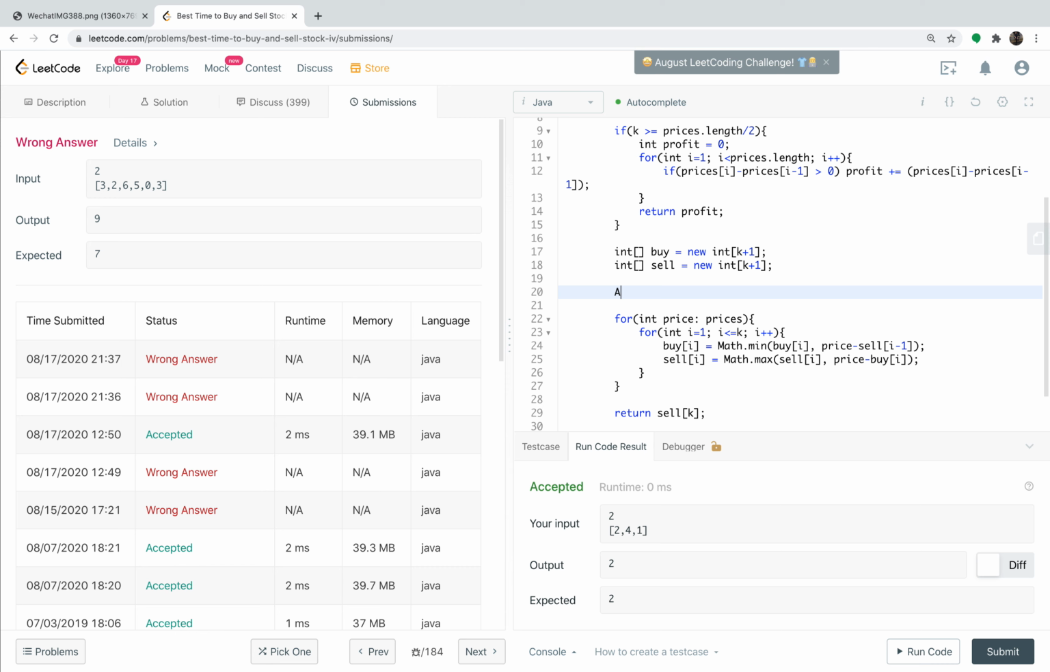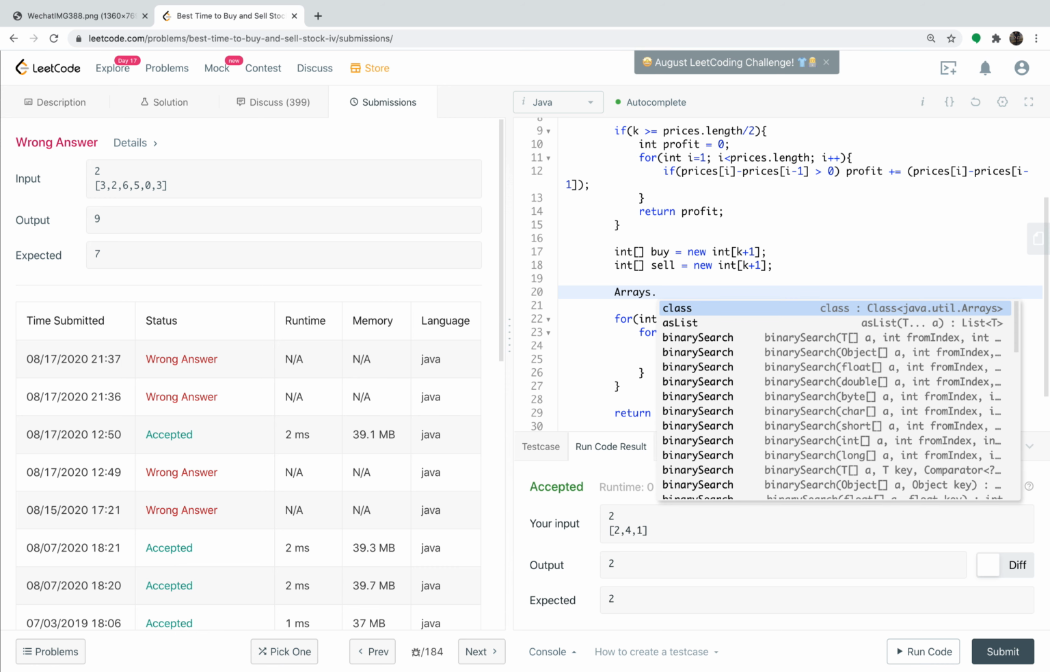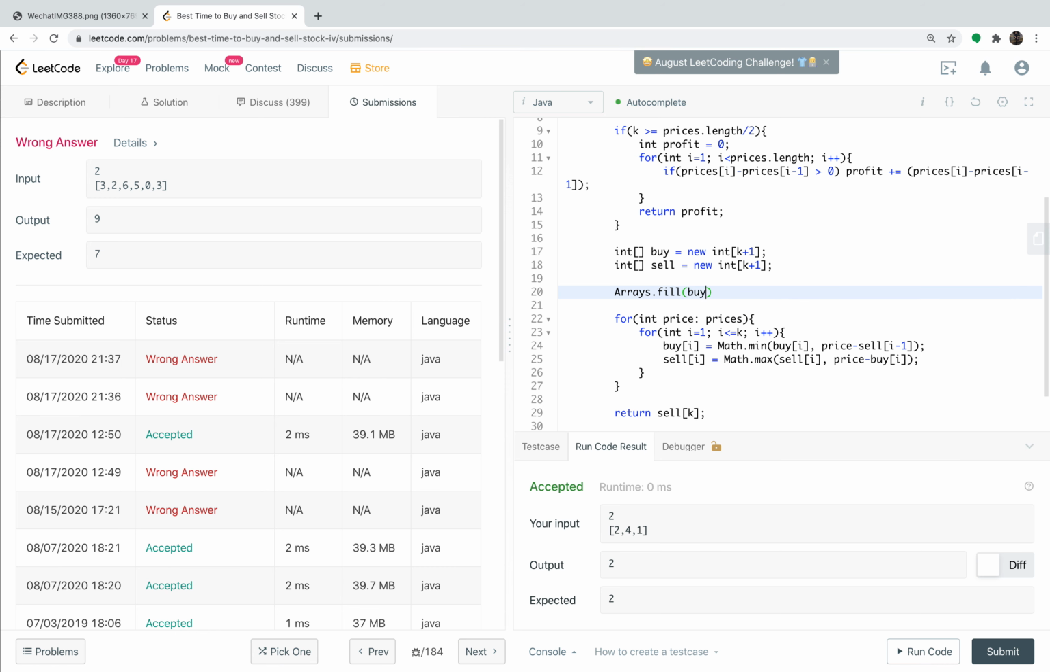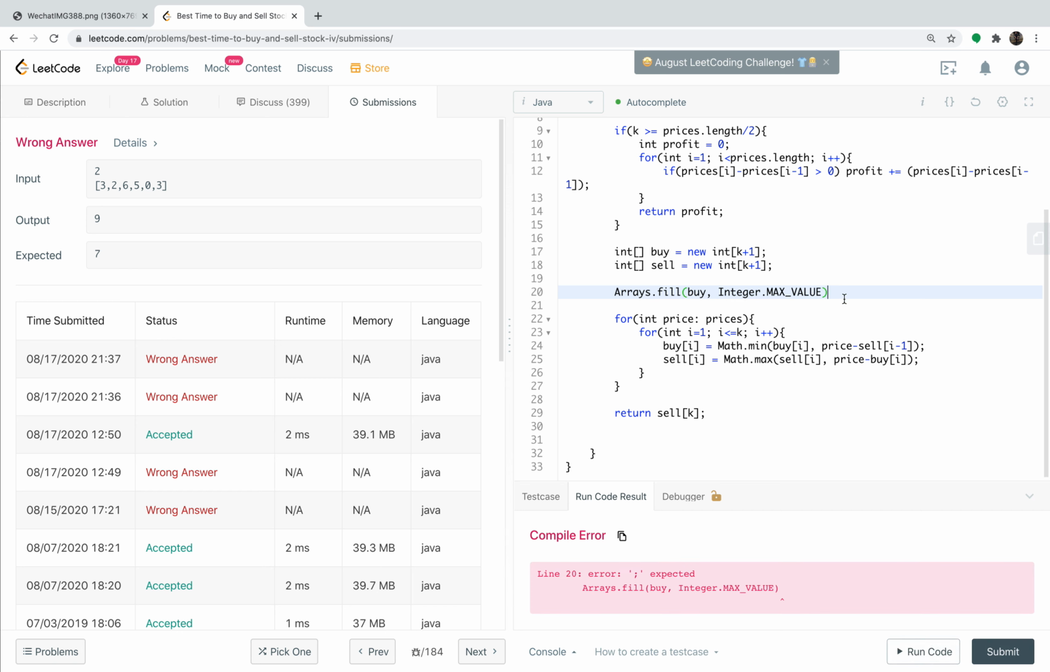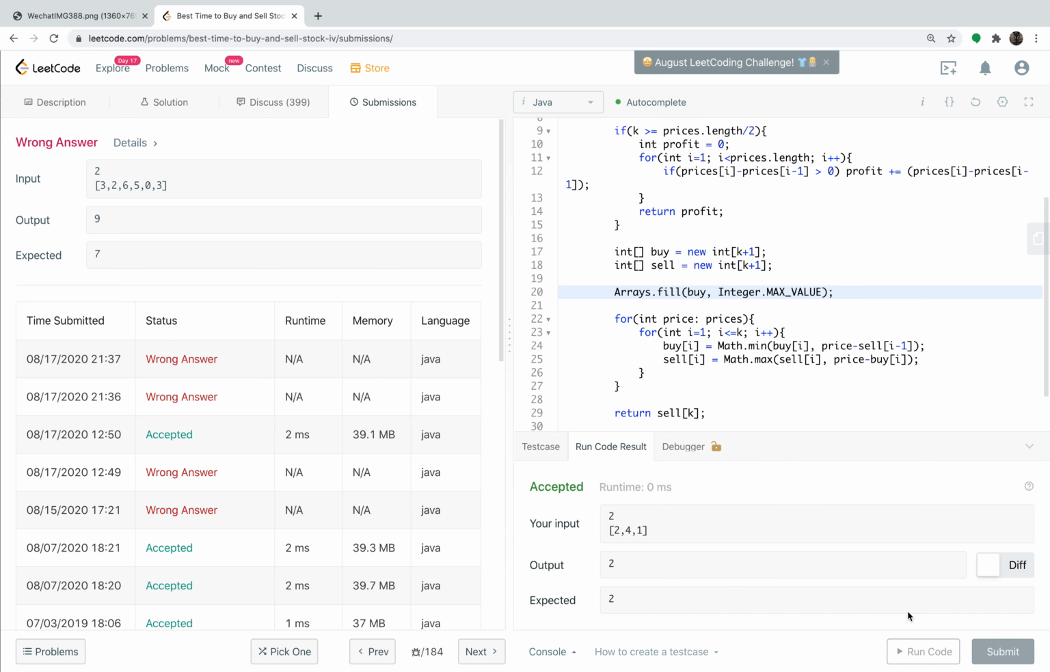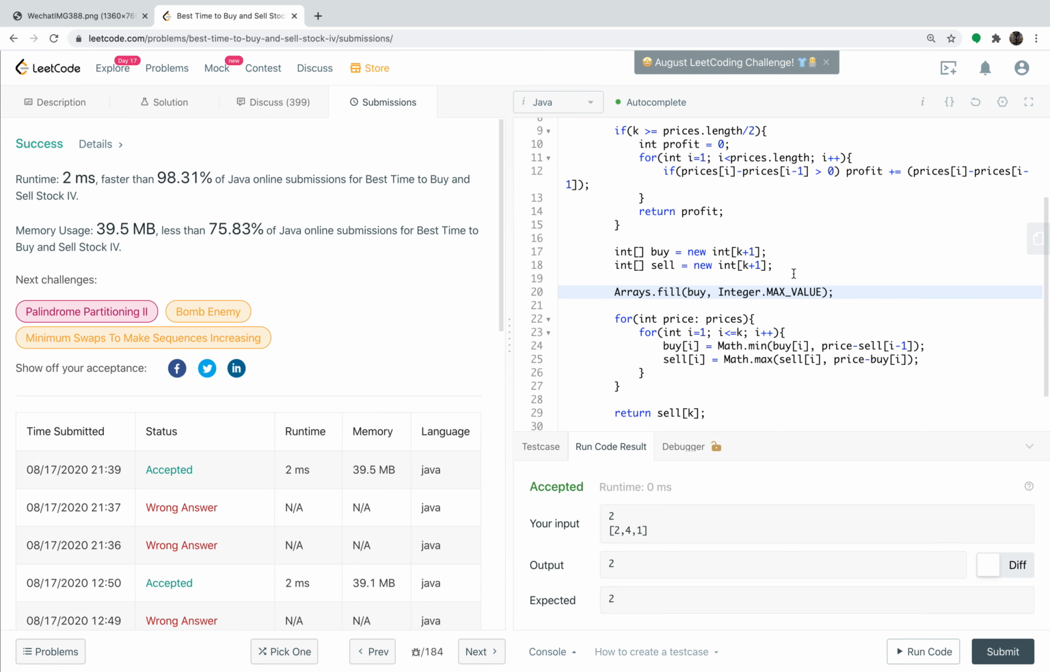I forgot. We should set the first state of each buy as the minimum number. Oh, sorry, the maximum number. So let's see the problem. I think right now it should be correct. Yeah. So sorry, I forgot this step. We should first set the buy as the maximum value.